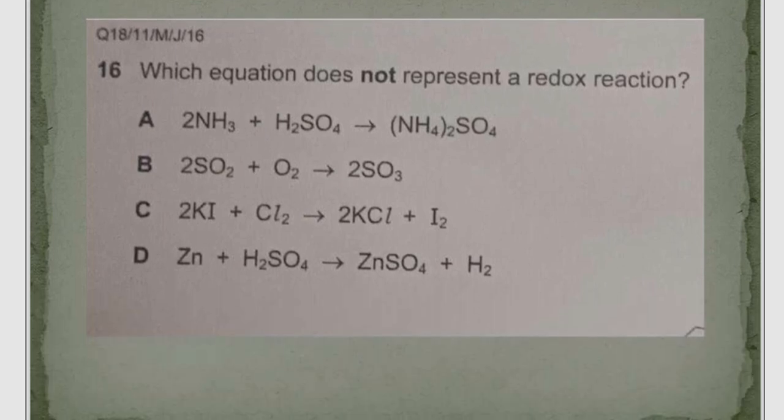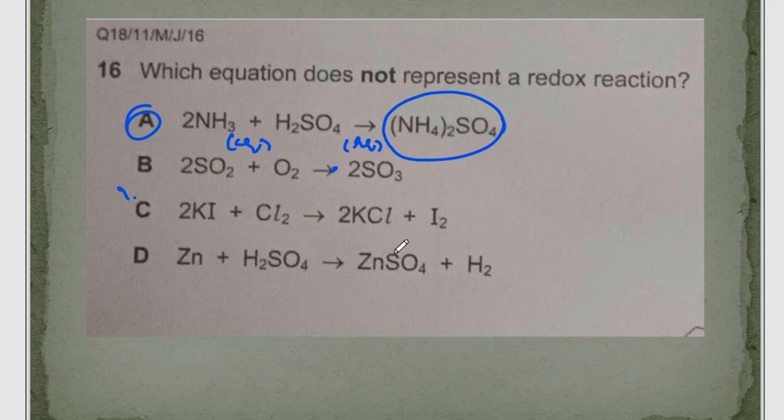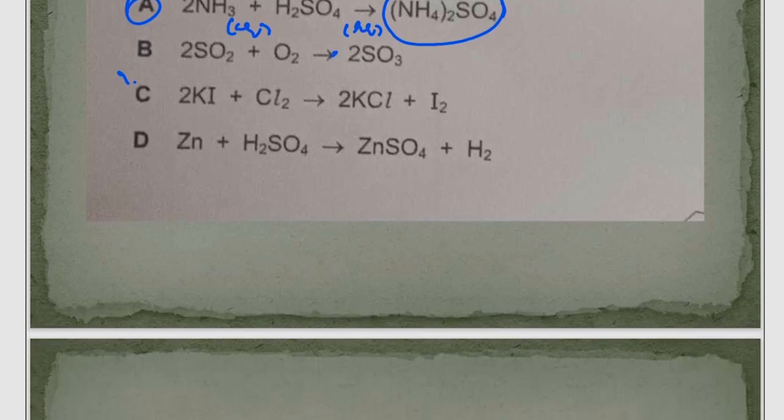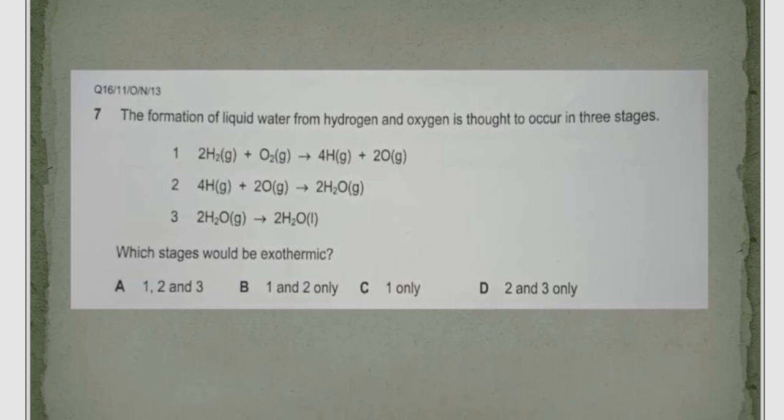This is a question from May/June 16, question number 18. Which equation does not represent a redox reaction? You must know that redox reactions are those in which oxidation and reduction take place simultaneously. Always remember that precipitation reactions and neutralization reactions are not redox reactions. Here aqueous ammonia and acid react to produce ammonium sulfate, a neutralization reaction. The salt is basically a neutral particle. So A is basically not a redox reaction. Always remember, precipitation and neutralization reactions are not redox reactions.